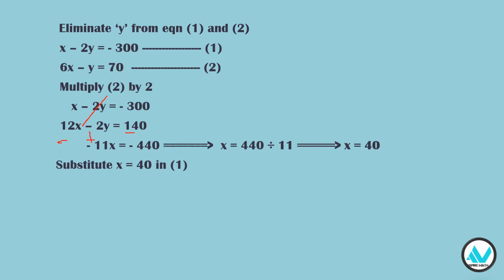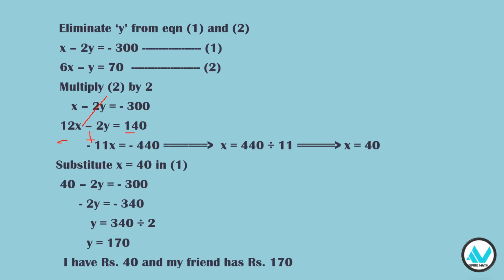Now substitute x equal to 40 in equation 1, which gives me 40 minus 2y equal to minus 300. So let me take the 40 to the other side. So I get minus 2y equal to minus 300 minus 40, which gives me minus 340. So let me cancel minus on both sides. So I get y equal to 340 divided by 2. Now my next step will be y equal to 170 when I divide it. Therefore, I have rupees 40 and my friend has rupees 170.